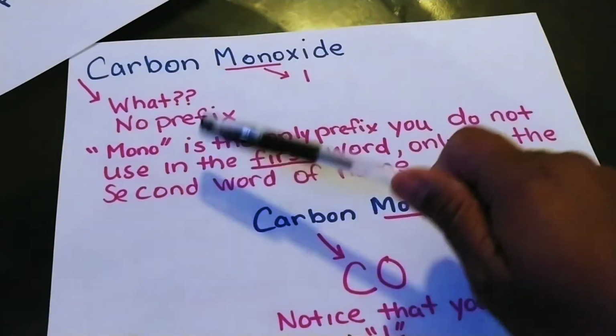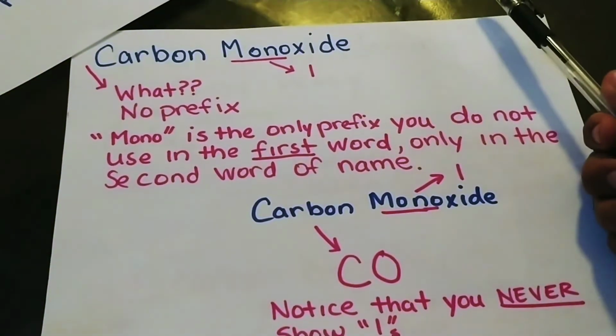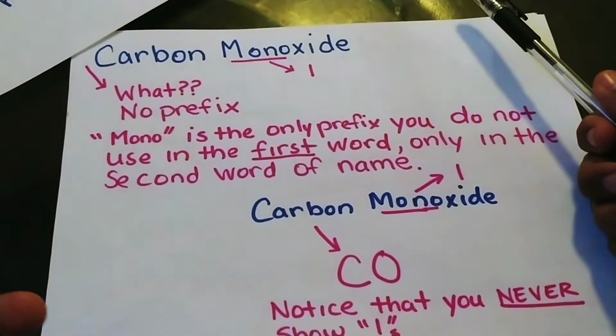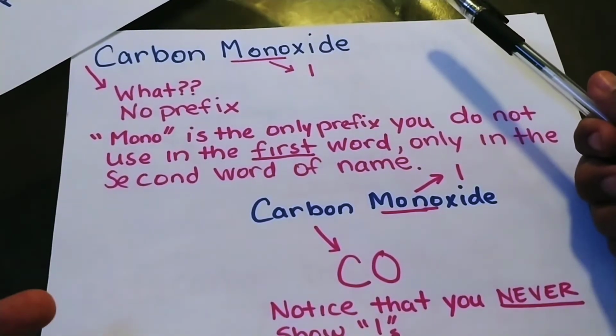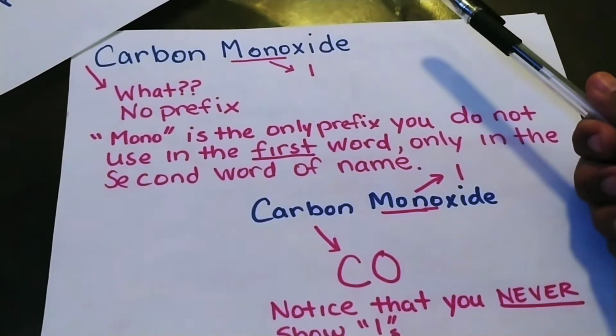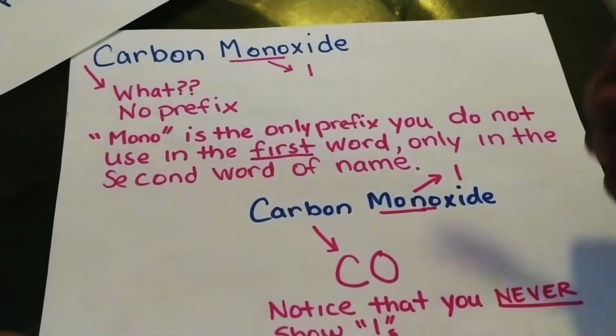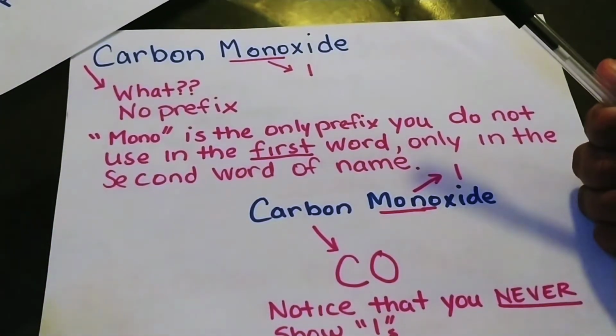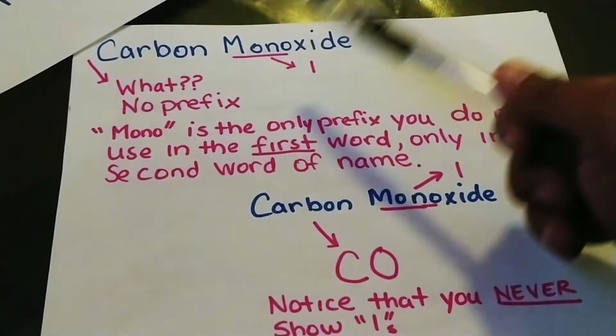It says carbon monoxide, which we've heard of, right? It's that dangerous stuff that most people have to be worried about whenever they start their heaters. Dangerous, odorless gas, and it could kill us. But let's talk about the formula.